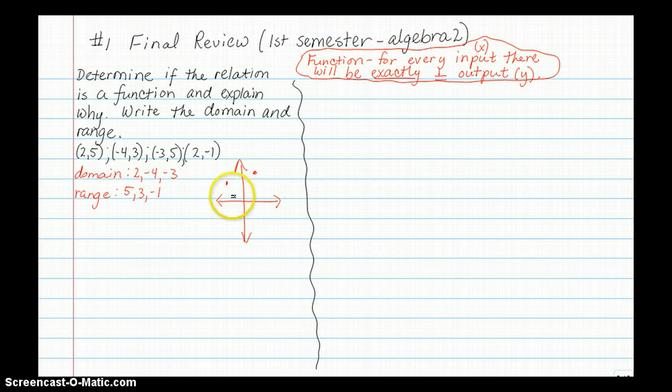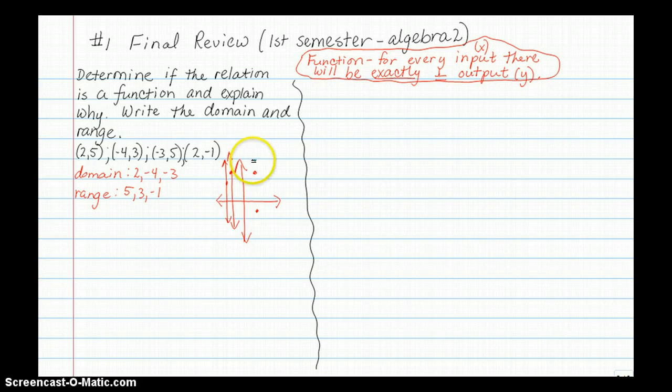Negative 3, 5 out here, and 2, it's 2, 5, 2, negative 1. Okay, so if you do the vertical line test, that point right there, the negative 4, 3, only has 1 point on it, so it passes the vertical line test. For the negative 3, 5, there's only 1 point on the vertical line, so it passes the vertical line test.